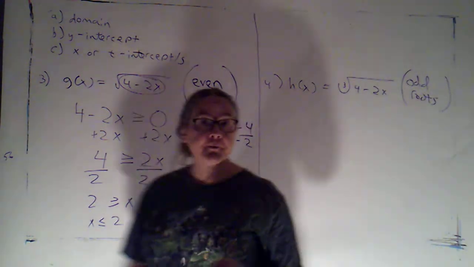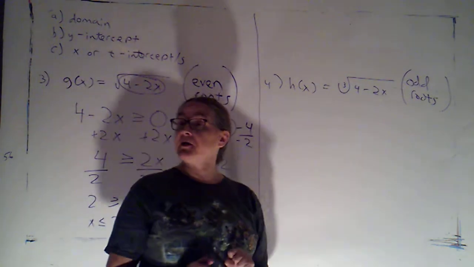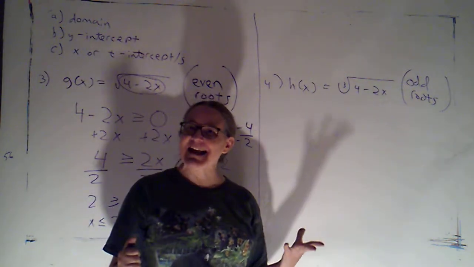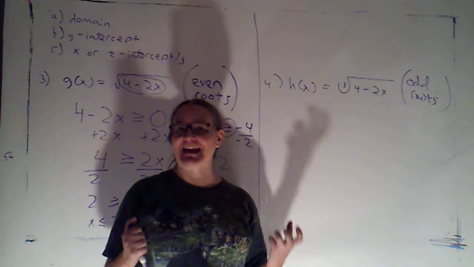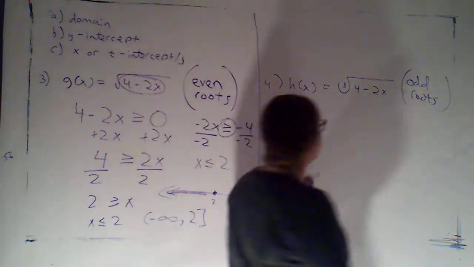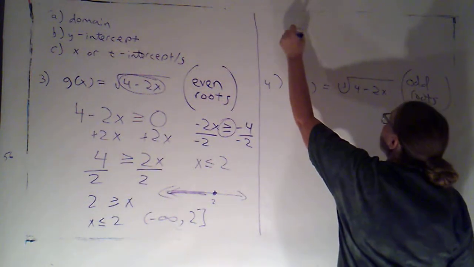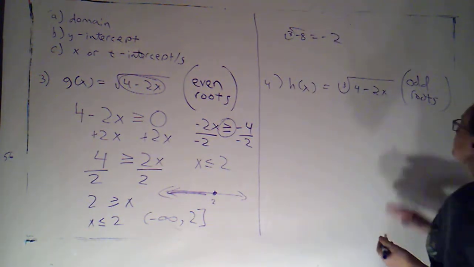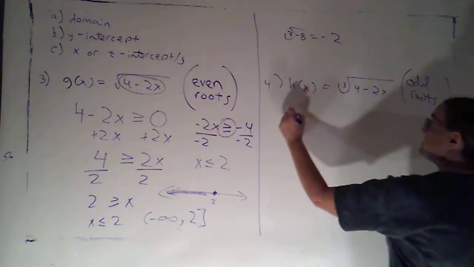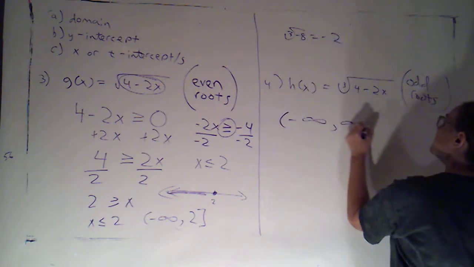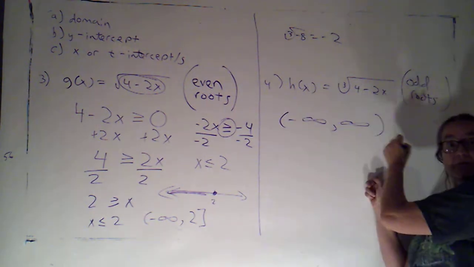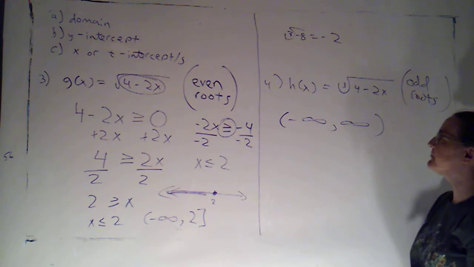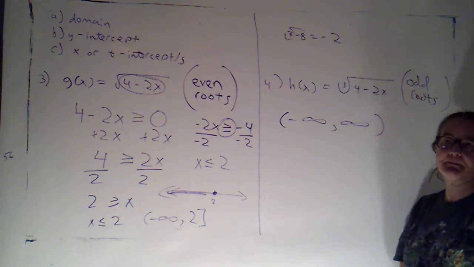Now for odd roots, there are no restrictions. I can take an odd root of a negative number. As an example, if I were to take the cube root of negative 8, that would just be negative 2. Okay. So if there are no restrictions, the domain for any odd roots is just all real numbers, in interval notation, everything from negative infinity to infinity.